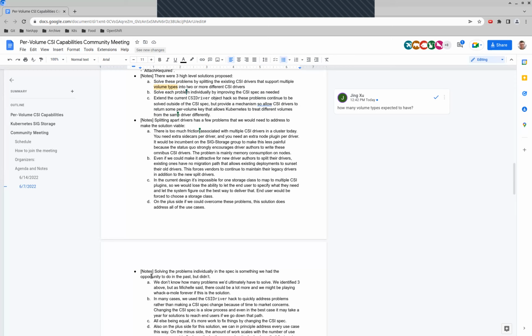So there would have to be some capability check for older drivers that didn't implement that feature. They would have to know, okay, do the default thing, but for new ones that do the new thing. And then eventually it becomes a GA thing at the CSI layer. Then you can just declare the feature GA on the Kubernetes side, and then you stop having a feature gate, and then you're done.